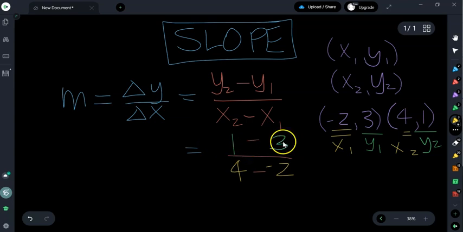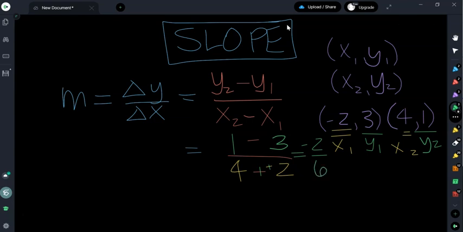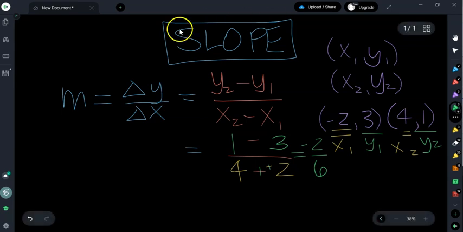Can I flip these? You can. But if I put the 3 first and the 1 second, then I would have to put the -2 first and the 4 second to make sure they match up. Remember, we have to have a vertical alignment with our coordinates. So this equals 1 minus 3 is -2. 4 minus -2, that changes to plus a positive, that becomes 6. So you have -2 over 6. Now, I can reduce this.